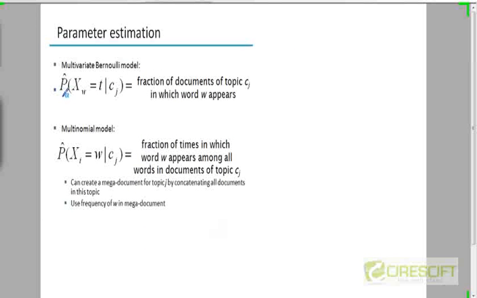And as I showed you, these estimates mean different things. In the first model, this is the fraction of documents in which the word appears, and this is the fraction of times in which the word appears among all the words in the documents of that class.